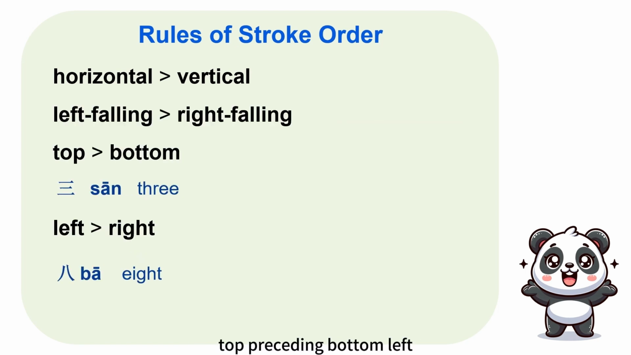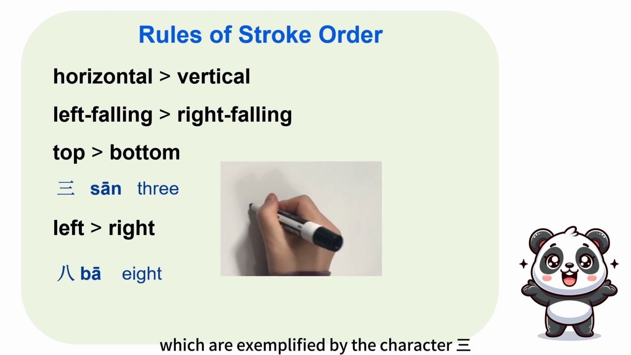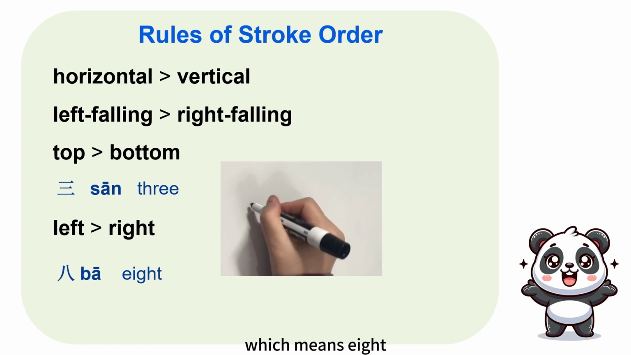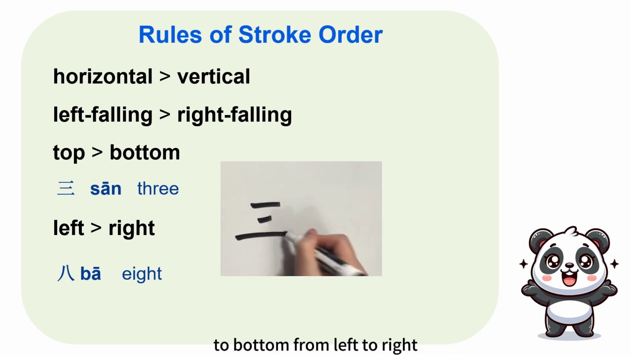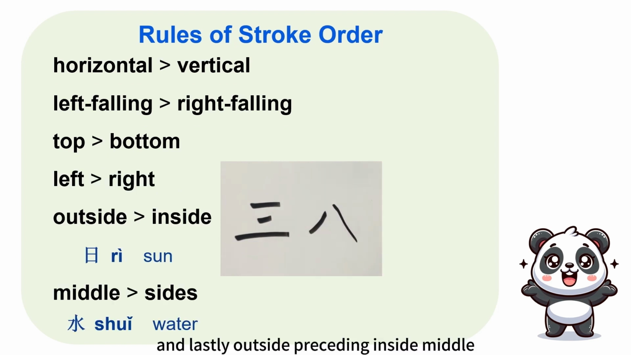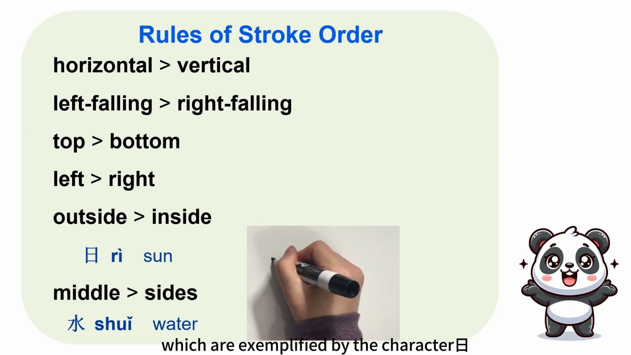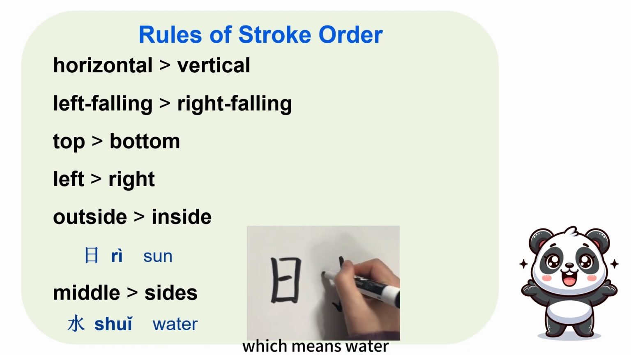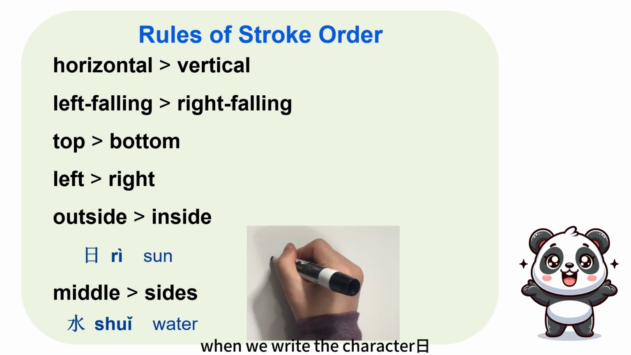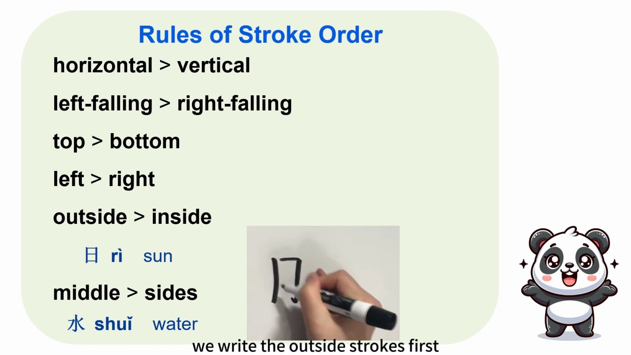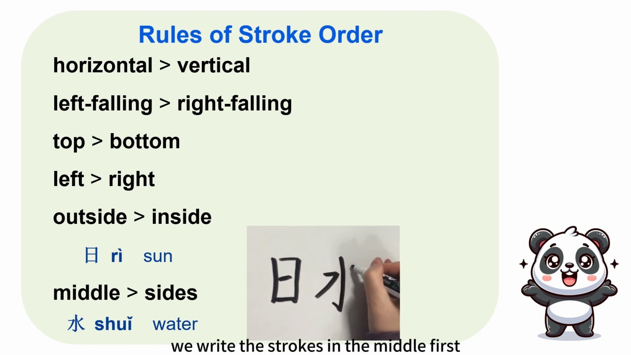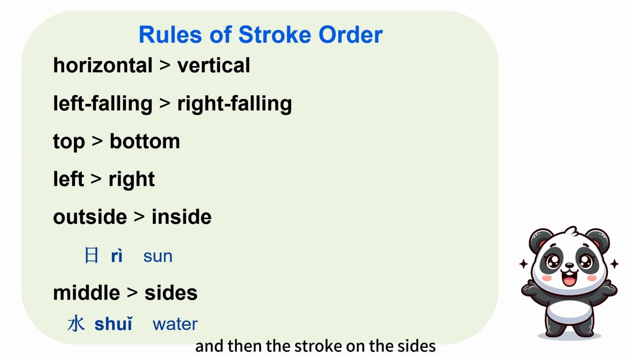Top preceding bottom, left preceding right, which are exemplified by the character 三, which means 3, and the character 八, which means 8. We write the strokes from top to bottom, from left to right. And lastly, outside preceding inside, middle preceding sides, which are exemplified by the character 日, which means sun, and the character 水, which means water. When we write the character 日, we write the outside strokes first, and then the inside strokes. When we write the character 水, we write the strokes in the middle first, and then the strokes on the sides.